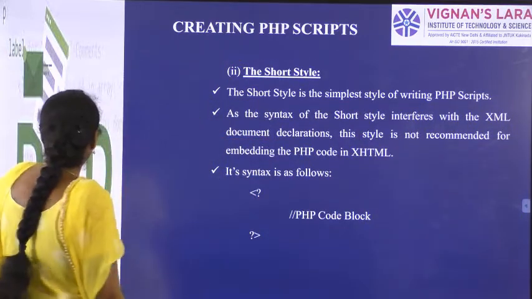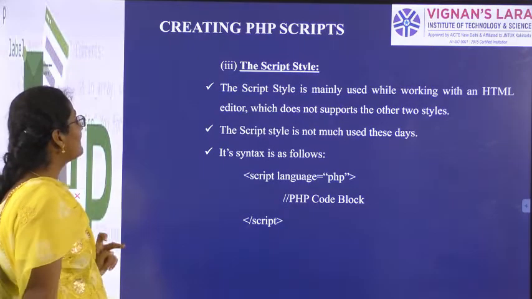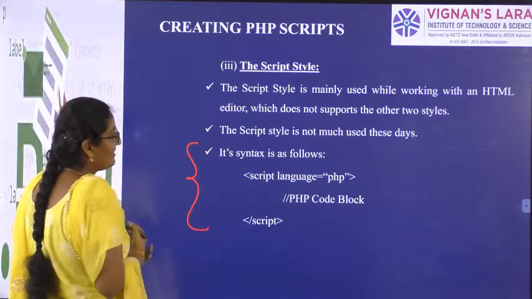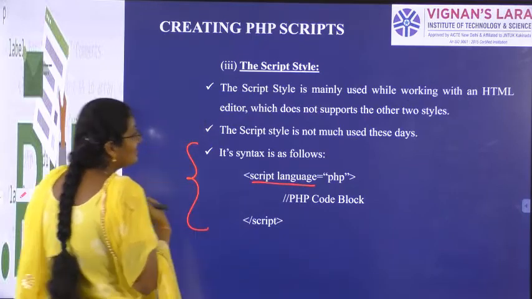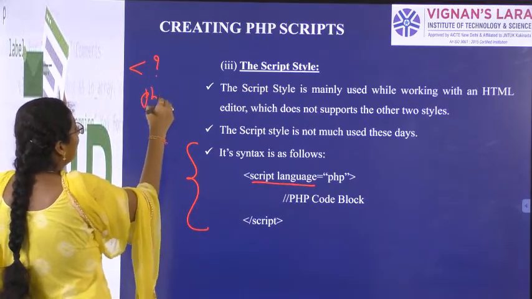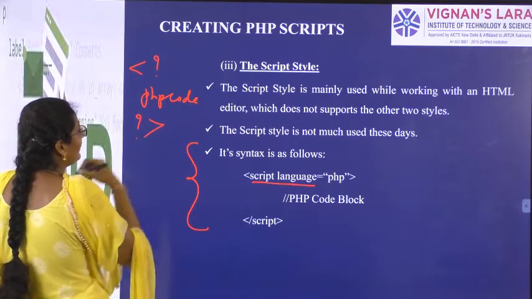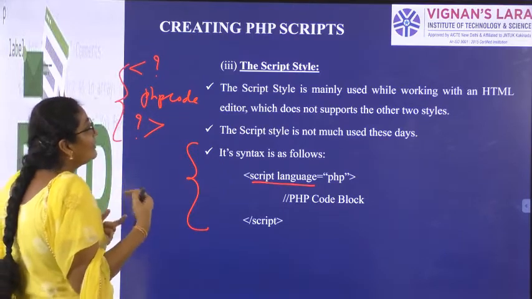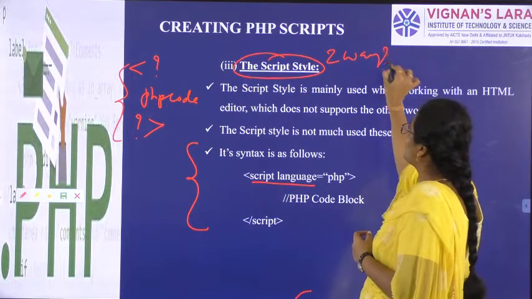So what is the second method? The second style of creating PHP scripts is script style. Script style also has a syntax. If you see here, we are using a script language element. Generally, the syntax is angular braces, question mark, PHP code, followed by the closing tag, question mark and angular braces. This is the simplest syntax for short style. But our second way is script style. This is the second way of creating PHP scripts.